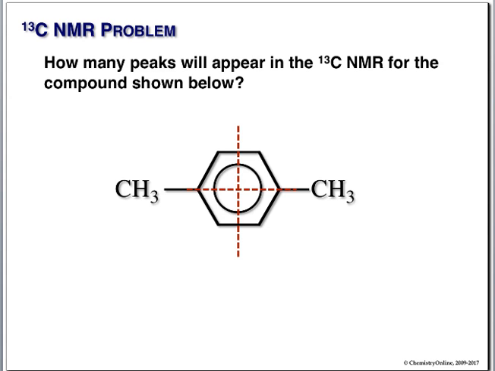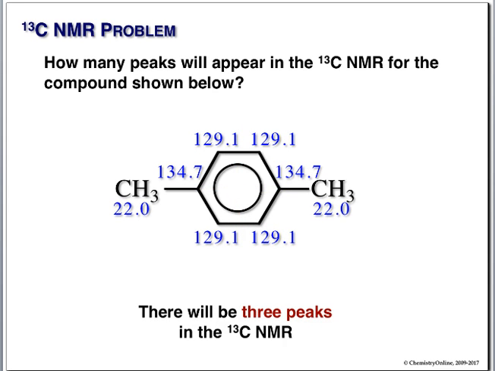So, how many unique carbons do we have in the benzene region? Well, we're going to have one that's attached to the methyl group, same as this one, and we'll have one up here. We will have 3 peaks in the overall NMR: our methyl group, the carbon attached to the methyl, and then the ring carbon. All the ring carbons here are 129, 134, and our methyl group is about 22.